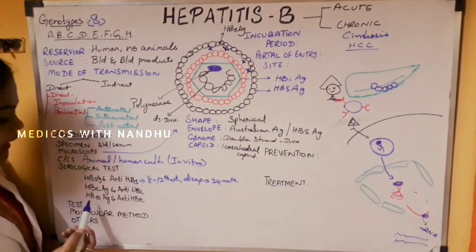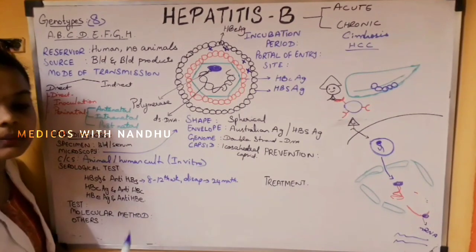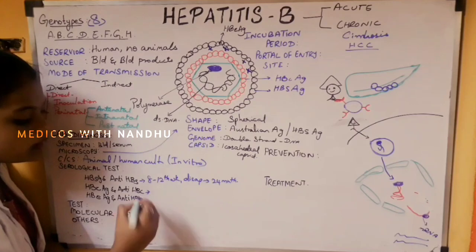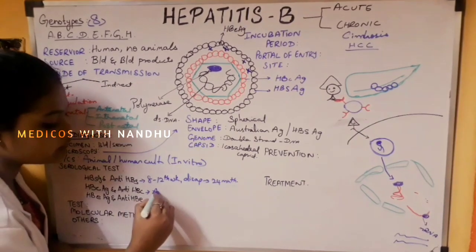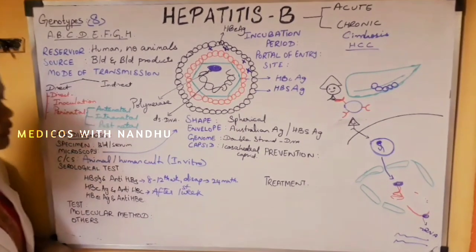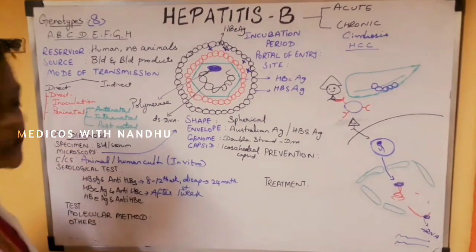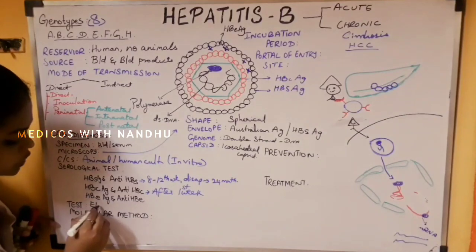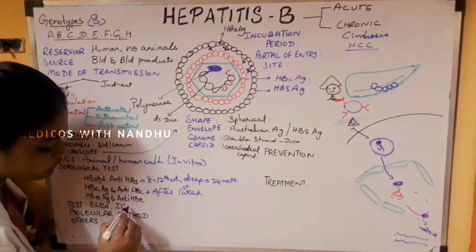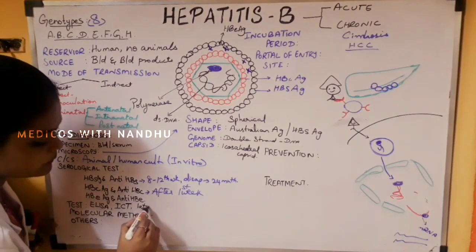And here hepatitis B E antigen and anti-hepatitis E antigen will also be present in the body, and hepatitis B C antigen. It will appear in the body after the first week. Okay, so this is about the serological test. The common test here is ELISA, enzyme linked immunosorbent assay. Any other tests like immunochromatography test and latex particle agglutination test.